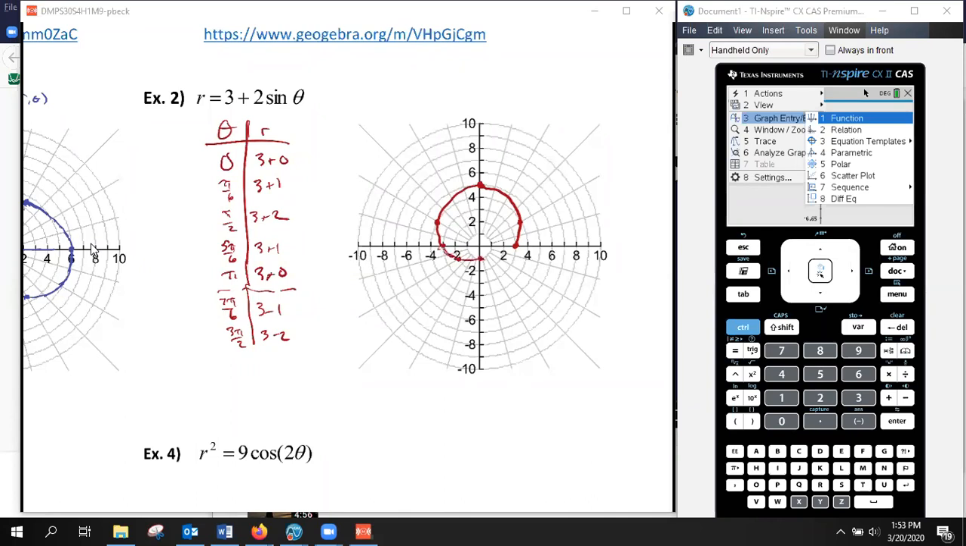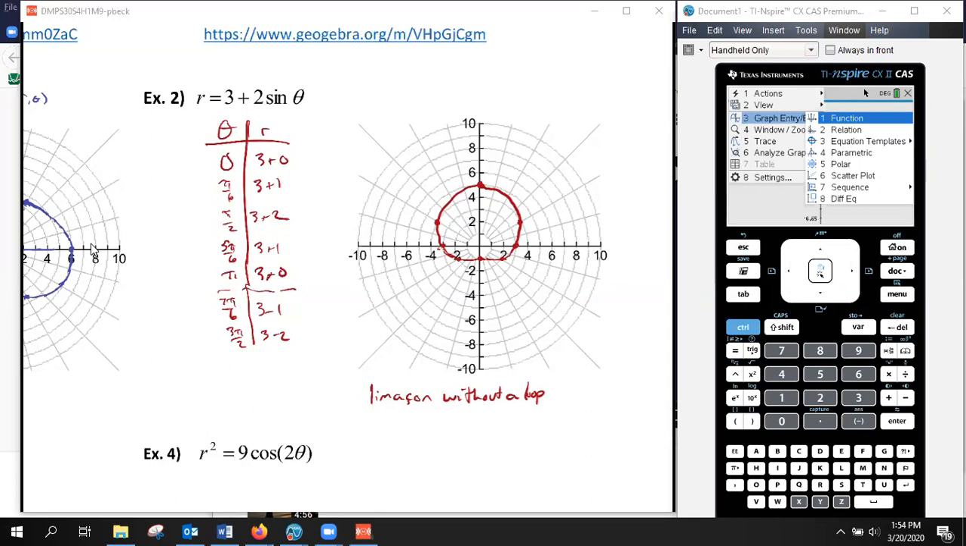And we can use symmetry, or we can actually work out the other points to get this graph. This is called a limaçon without a loop. At least that's what we call it in pre-calculus. Or at least that's what we call it in the regular pre-calculus.